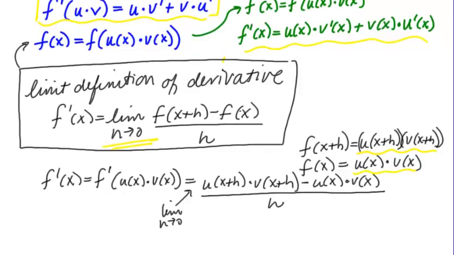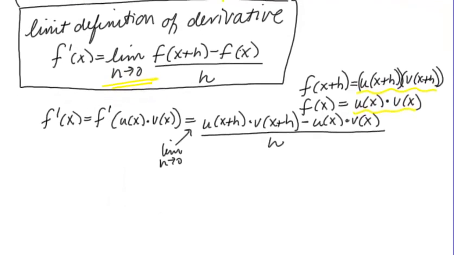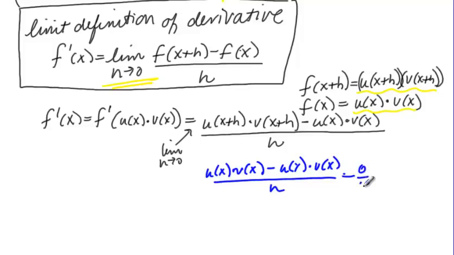All right, so let's look at what we've got here and see if we need to do anything to help us out. Let's apply the limit first of all. If h goes to 0, this is going to end up being u of x, because h is going to turn into 0, times v of x, because h is going to turn into 0, minus u of x times v of x, all over h, which gives us 0 over 0, and that's really bad. We've talked about that. We cannot have 0 over 0. That's the indeterminate form, so that's not going to work.